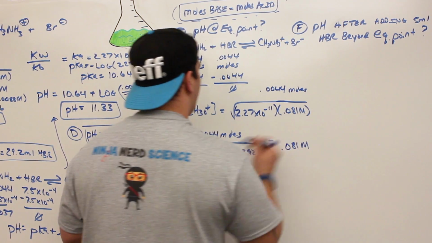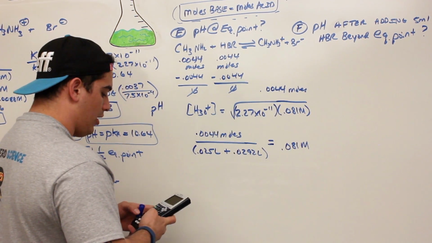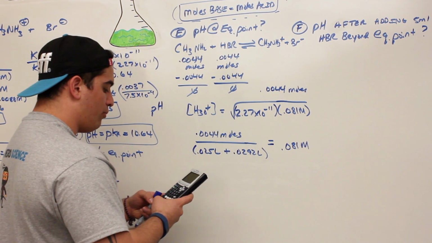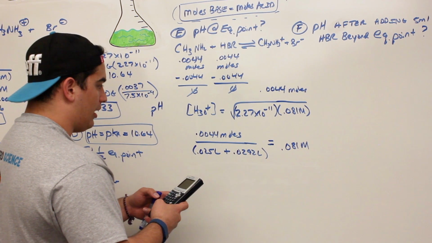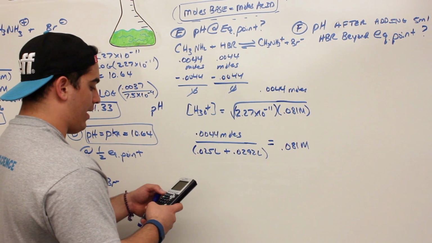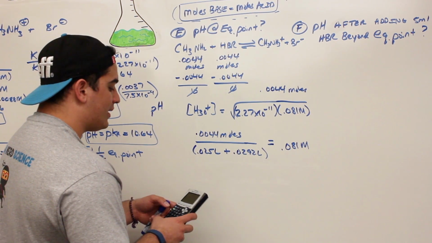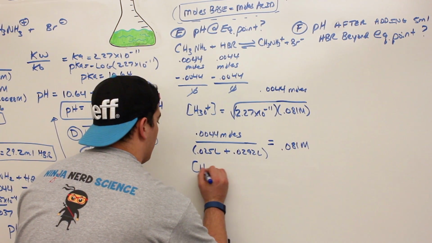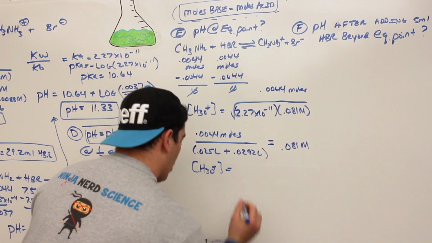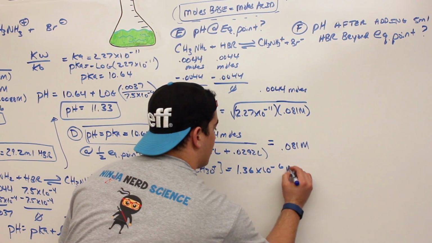0.081 molarity. And now what am I going to do? Multiply it by that guy, multiply it by my Ka. So 2.27 times 10 to the negative 11. And then what am I going to do? I'm going to take the square root of that number, and that's going to give me 1.36 times 10 to the negative 6. So again, what was my H3O plus concentration? It's equal to 1.36 times 10 to the negative 6 molarity.